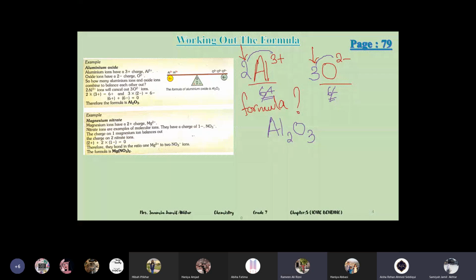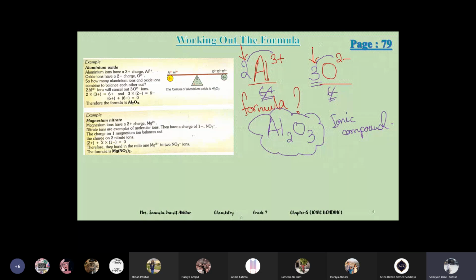Teacher, how 3? Because we wrote 3 to balance it. To make the charges equal, we have to increase the number of ions, the number of atoms, to make them equal. So we balance them out so that there will be no charge on it, and on the whole the ionic compound becomes neutral. This aluminium oxide is an ionic compound which is neutral because its charges are equal, with 2 aluminium atoms and 3 oxygen atoms. That's how you can find the formula.